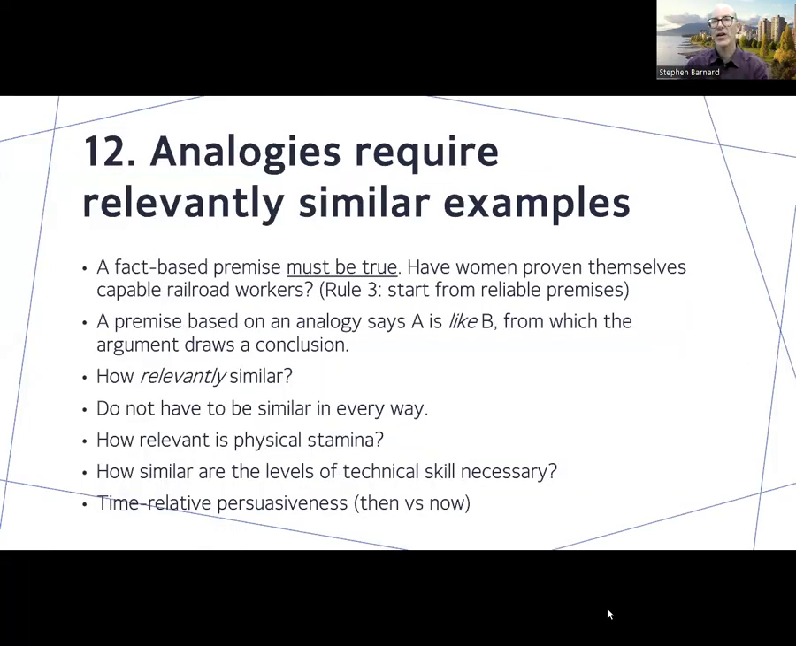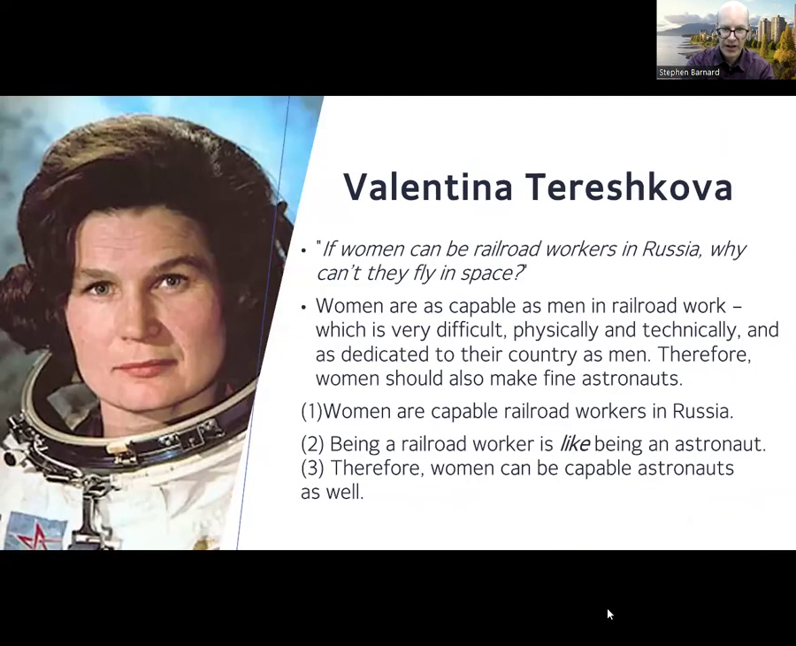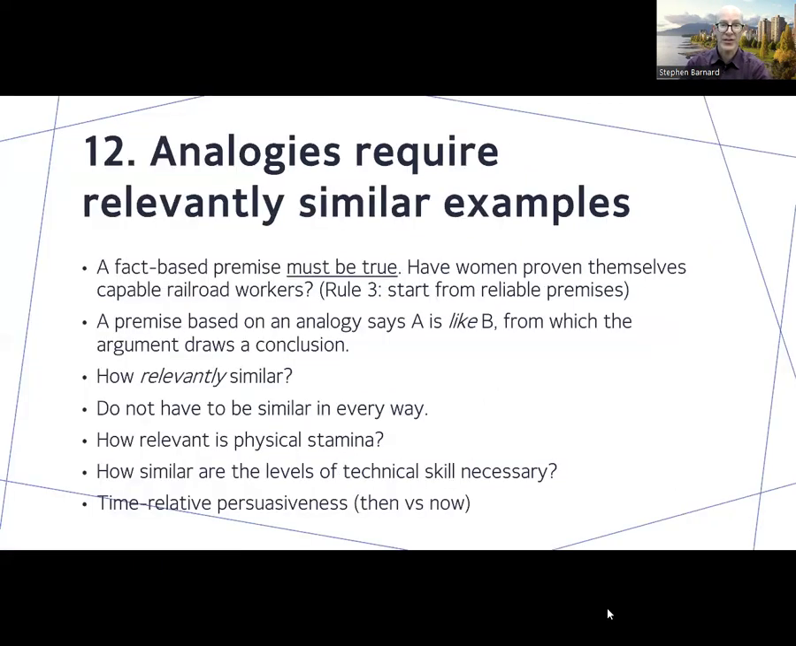Okay, now, if you want to make an analogy, the important thing is that your premises must actually be true. In this case, when she said, yeah, women are capable railroad workers in Russia, it's important that this premise is actually true. If women in Soviet Russia back in the 50s or 60s actually had not proven themselves to be very good in railroad work, then this premise wouldn't work because it wouldn't be factual. If you want to use a fact-based premise in your analogy, that has to be true.